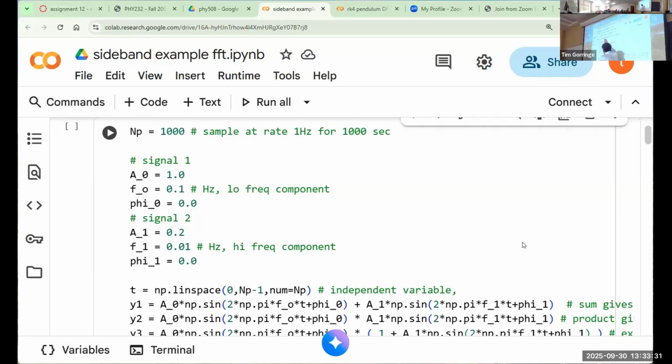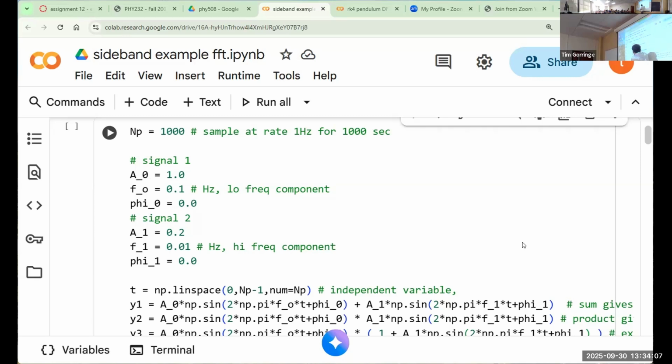So signal number 1 and signal number 2, these parameters define the two signals that I'm going to combine in this example for sidebands. To be concrete here, what I'm imagining is that I'm going to record the duration of these combined signals for 1,000 seconds at 1 hertz. So I'm going to have 1,000 samples separated by 1 second between ticks. So I'm just going to define that here.